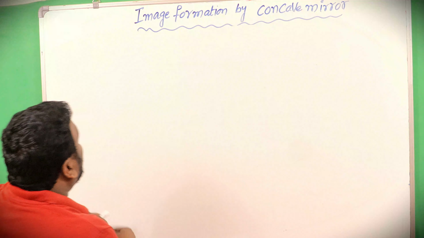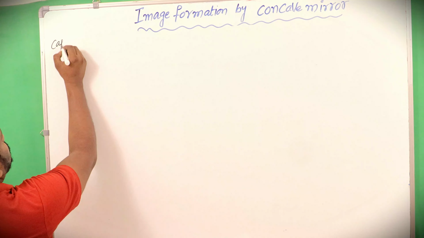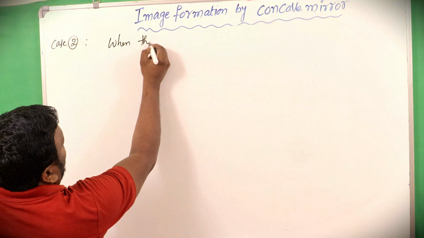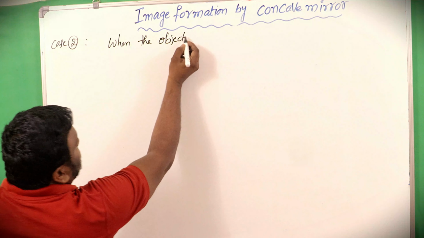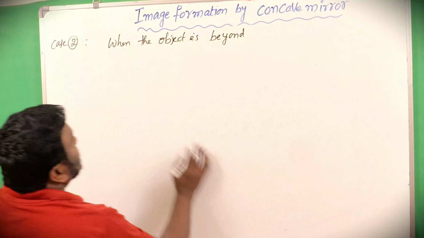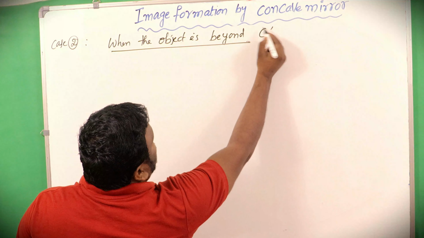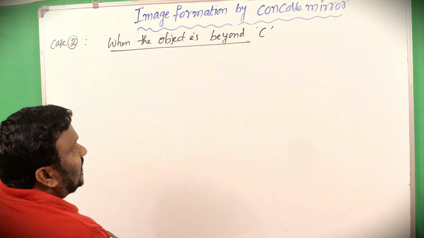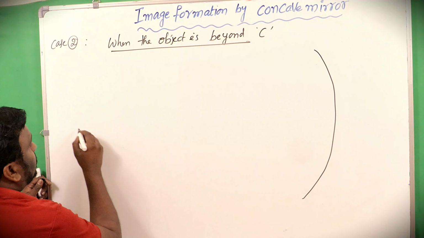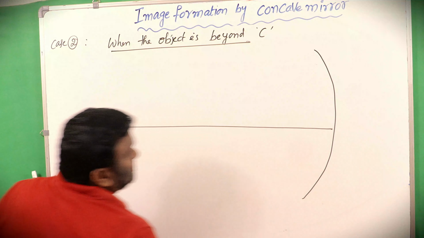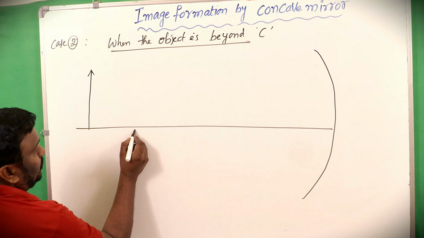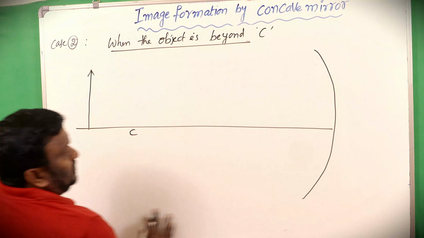Okay, case 2 or situation 2: when the object is beyond C, beyond the center of curvature, where will we get the image? Let's see here. As usual, it is a concave mirror and this is the principal axis. Now here is the object, beyond C.